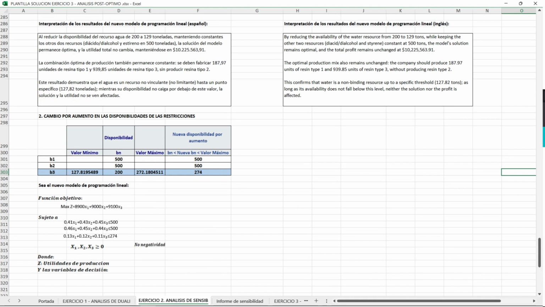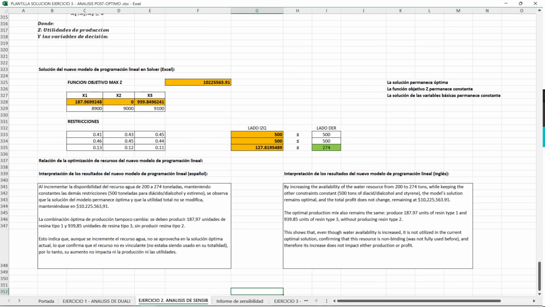4. Increase in water availability. Modification. We increase the available water to 274 tons. Result. There is also no change in production or profit, which remains at 10,125,563.391. Interpretation. A non-binding resource, such as water in this case, can be increased without providing additional profit, as there is already sufficient slack. Taken together, these scenarios demonstrate that the plant is robust to small fluctuations in input prices and availability, while also identifying critical thresholds beyond which adjustments to the optimal strategy would be required.